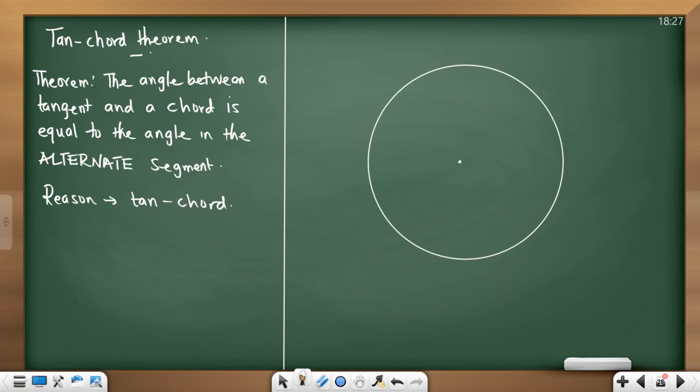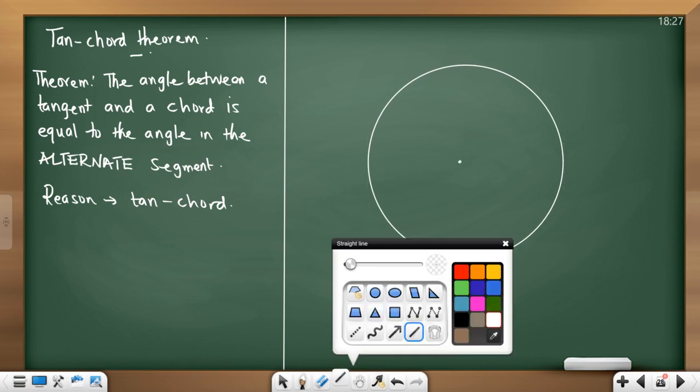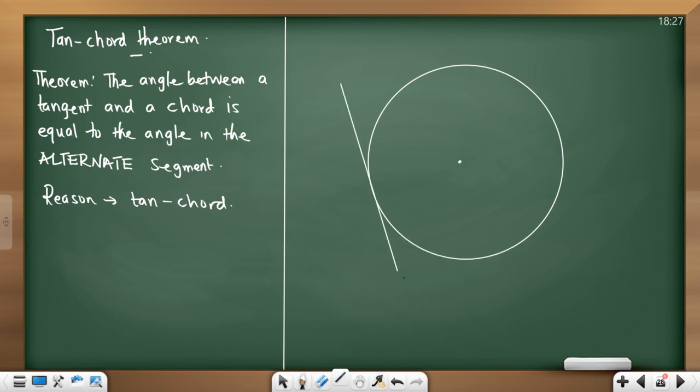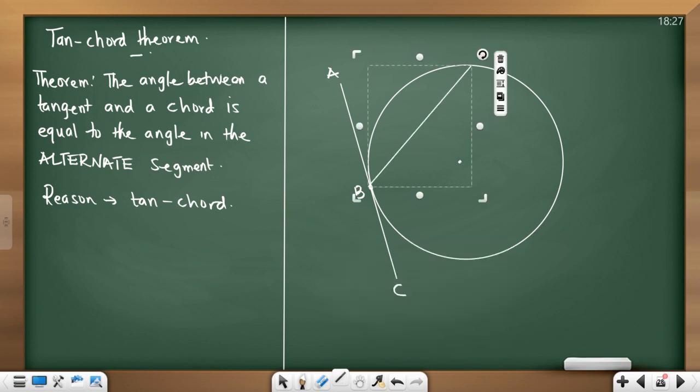Okay, let's look at the theorem in action now. So we have a circle and I have a tangent. Now that is the point of contact there. Okay, let's call this A, let's call this B, and let's call this C. We are going to then create an angle subtended.